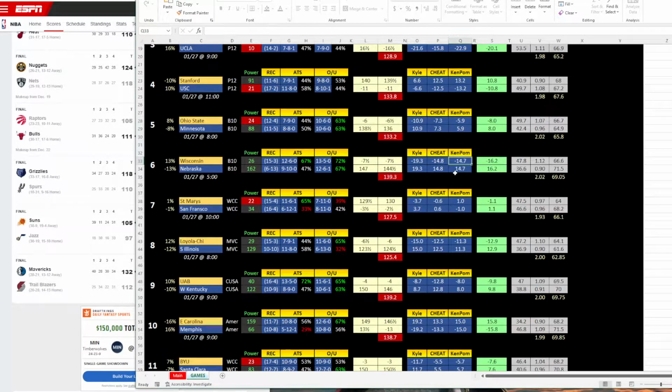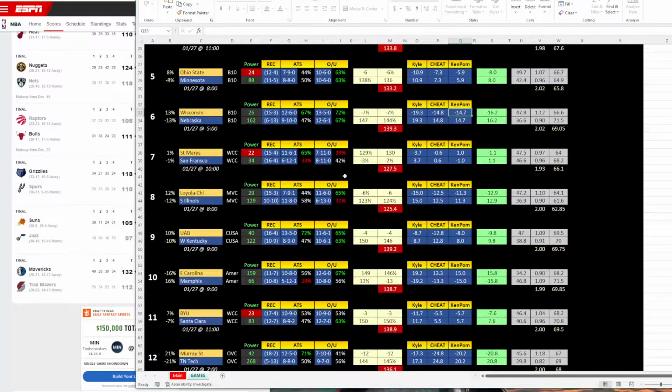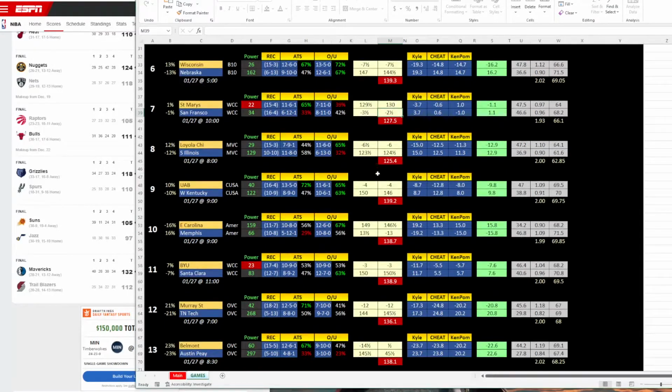And I just look to see if one model is significantly different or if they're all 3 over that spread. So in this case, they are. So this is a game that I would mark and say, hey, I'm going to look into Wisconsin, Nebraska. And I did. I eventually crossed it off. But that is a game that I was interested in. St. Mary's, San Francisco, I'm really excited to see this game. St. Mary's, 65% ATS. San Francisco's a great team. They're playing at home, but they're 33% ATS. But our models, we have it pretty close in a tight game, so ultimately I crossed that off.